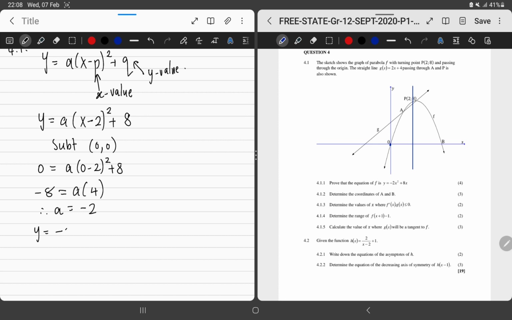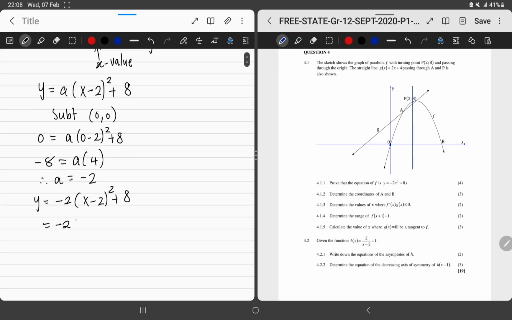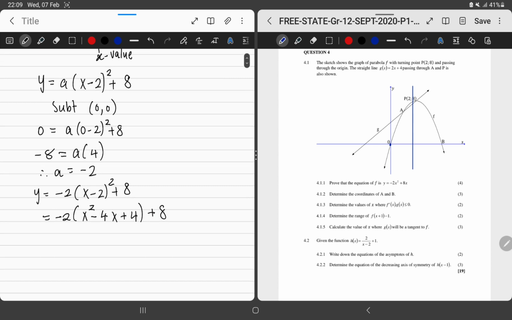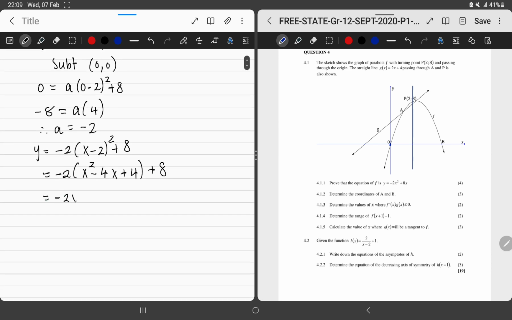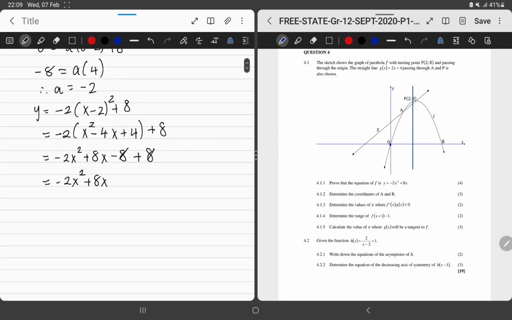y = -2(x - 2)² + 8. Minus 2 into x squared minus 4x plus 4, plus 8. Minus 2x squared plus 8x minus 8 plus 8. So y = -2x² + 8x. It's proven.